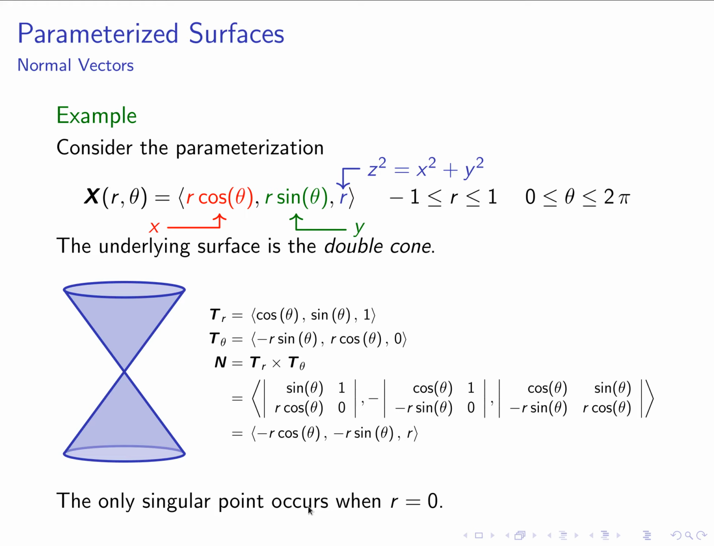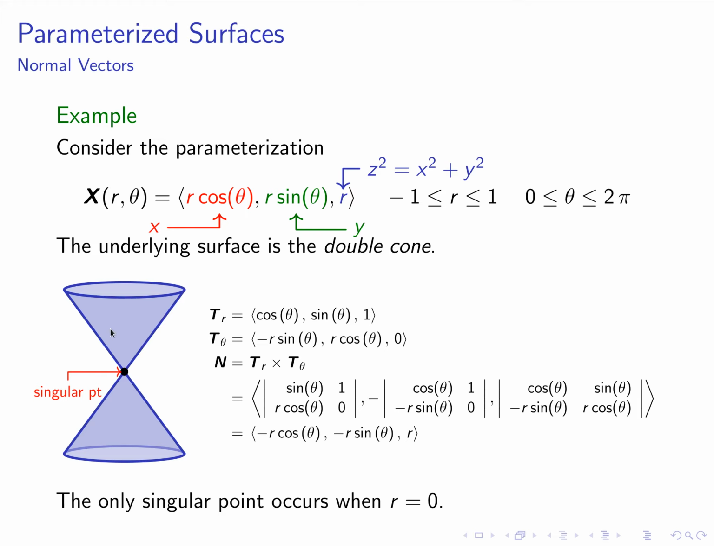So the only singular point on this double cone occurs where the radius little r is equal to 0. And of course, the only point on this double cone where little r is equal to 0 is right where the two cones meet each other, right at the origin. So that's the only singular point on this cone, which we can note here.